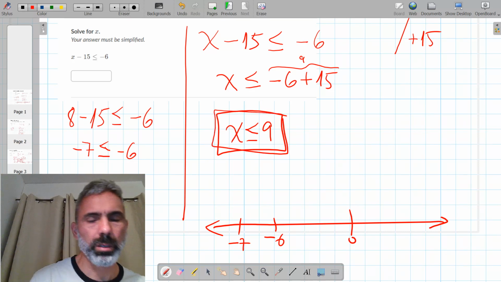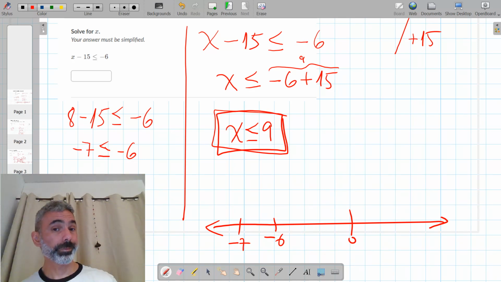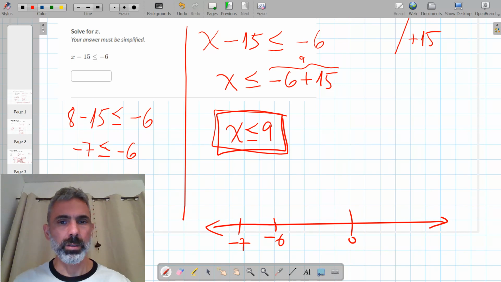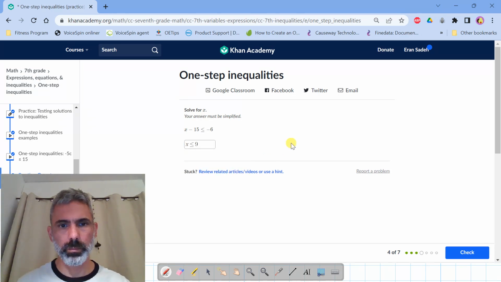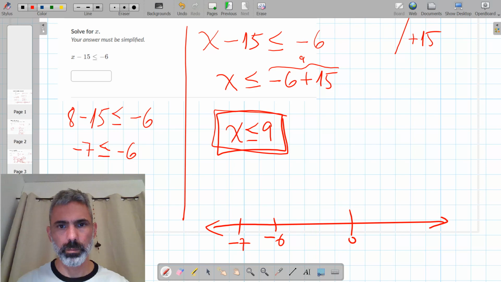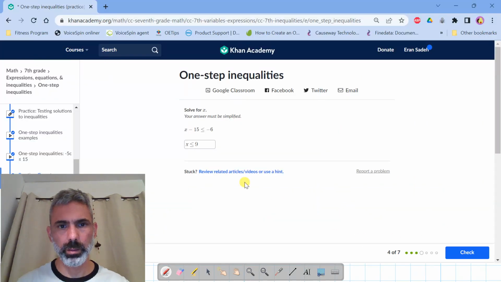So this proves this. It says that x has to be less than or equal to 9. X is less than or equal to 9. Good.